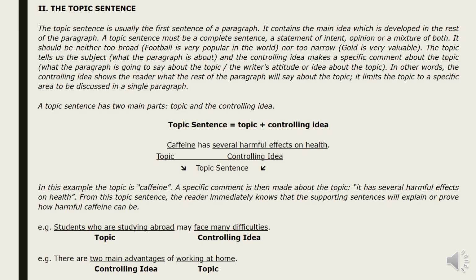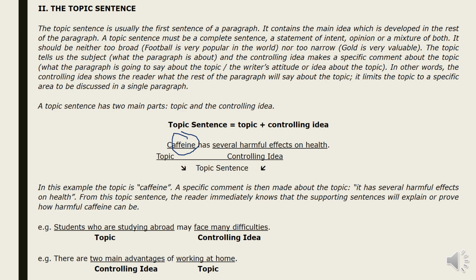For example, caffeine has several harmful effects on health. What is the topic here? One word. I'm talking in general about caffeine. What is the controlling idea? What am I going to explain about caffeine? The harmful effects on health.